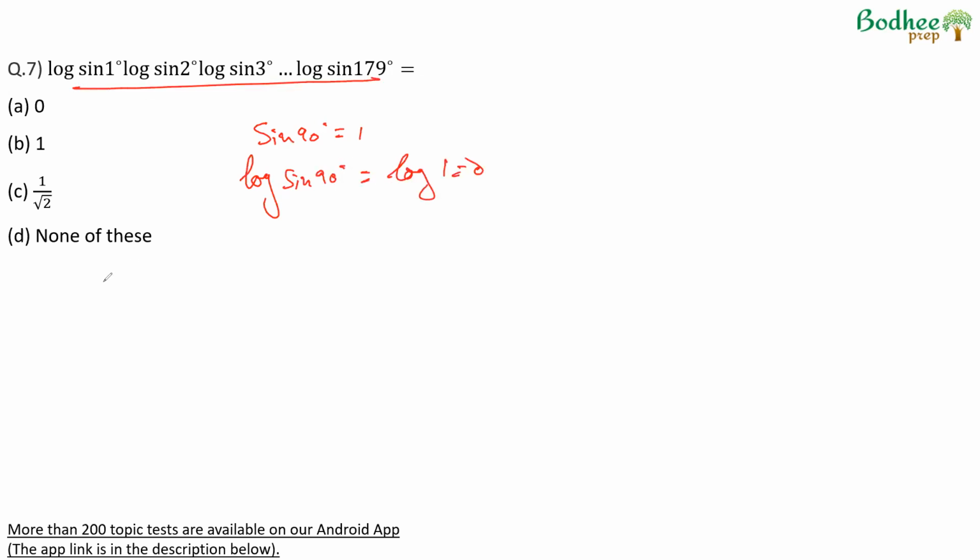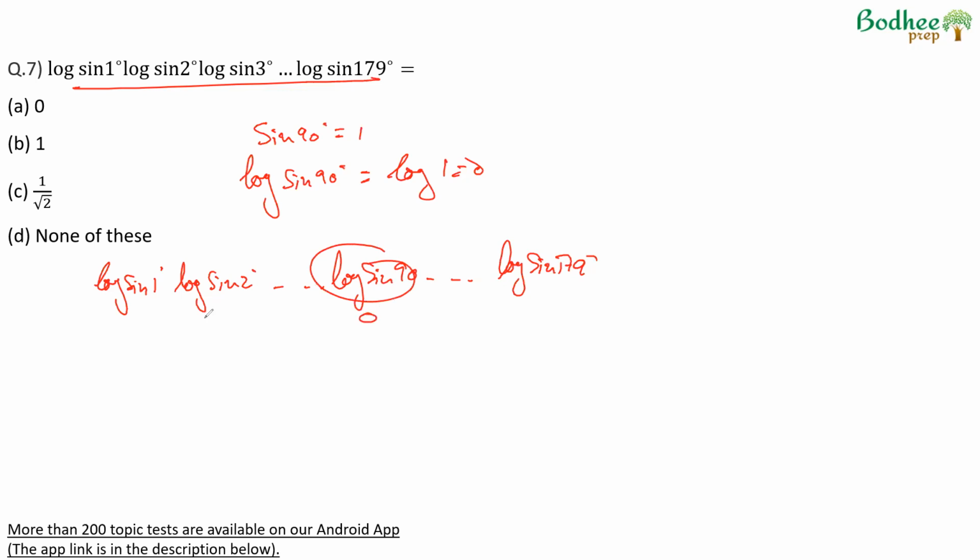Now in this, log sine 1 will give us some value, log of sine 2 will give us some value, but there will be a case where we'll have log sine 90 as well in the product, which will continue on to log sine 179. Now in this entire product, this term is 0. If in the product one of the terms is 0, the entire product becomes 0, and therefore the answer to question 7 becomes option A.